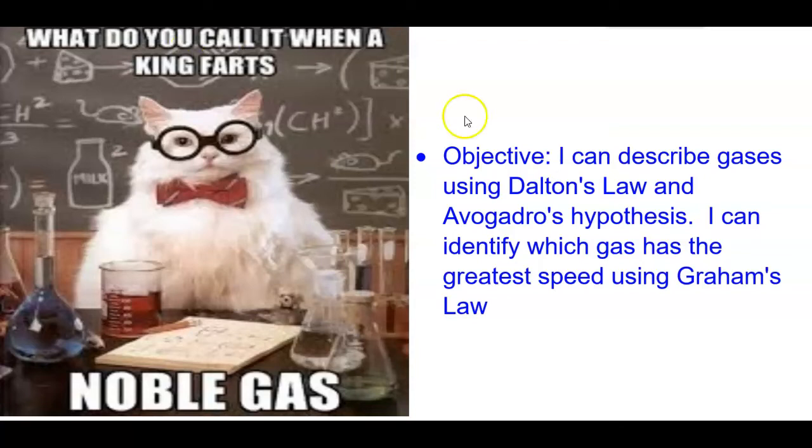The objective for this video is: I can describe gases using Dalton's law and Avogadro's hypothesis, and I can identify which gas has the greatest speed using Graham's law.